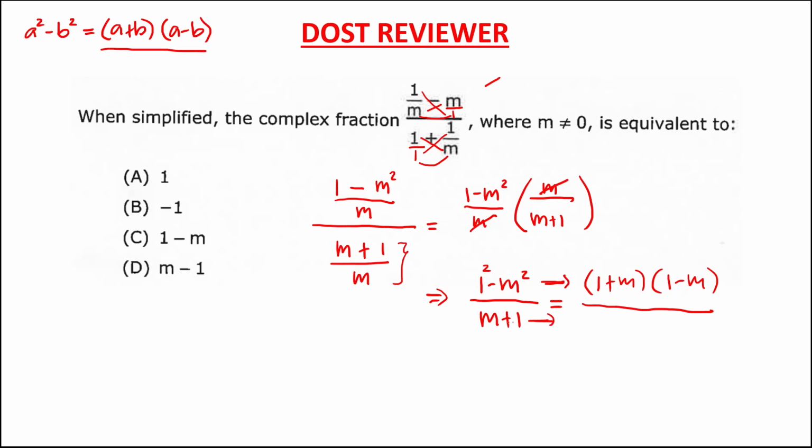so copy this denominator, m plus 1. Since 1 plus m and m plus 1 are equal, therefore we can cancel. So this complex fraction is equal to 1 minus m.